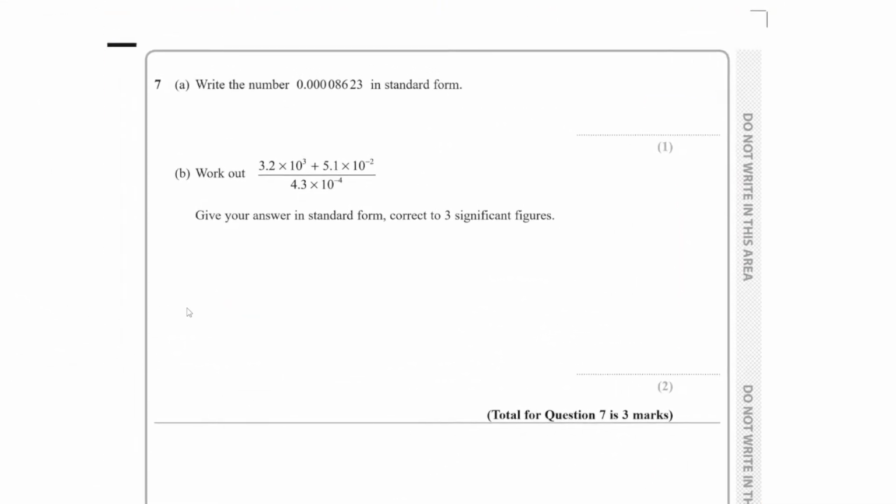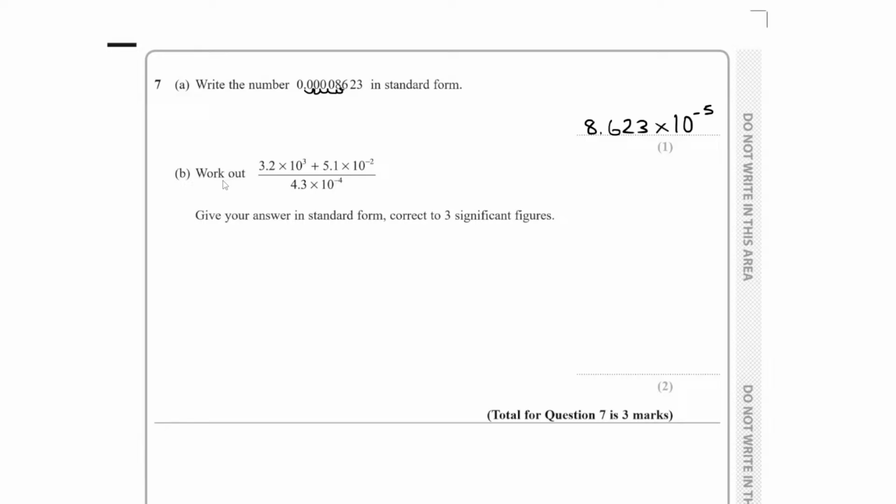Some standard form now. So write the number 0.000086623 in standard form. So obviously it has to be a number between 1 and, I say 10, but technically like 9.999. So 8.6623. So the decimal place is now going to be here. So how many times have I moved the decimal place? 1, 2, 3, 4. Oh, now I put it in the wrong place. 5 here. There we go. 1, 2, 3, 4, 5. There we go. And because the original number was smaller, it's going to be negative 5, isn't it?